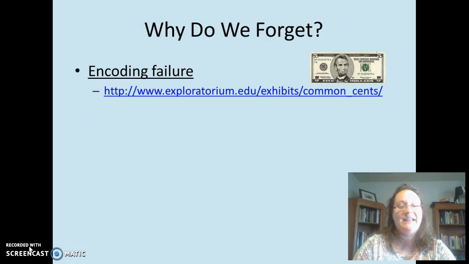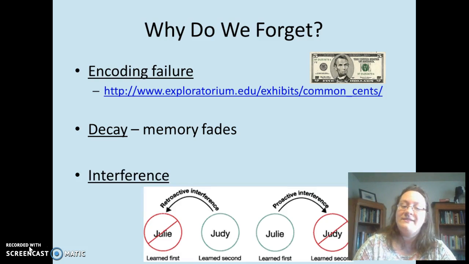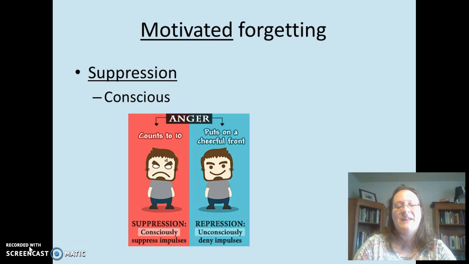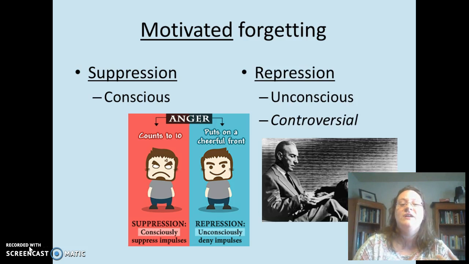Why do we forget? For many things, we just fail to encode it. If you forget who's on a $5 bill, a $1 bill, or a $10 bill, it's not because you haven't seen these, it's because you didn't really encode it. We also have decay, so our memory just fades. And then interference, so you can read about the retroactive and proactive interference difference. We can also be motivated to forget, so we can suppress information. That's a conscious decision to forget. Or we can repress it, which is unconscious. This is a little more controversial.